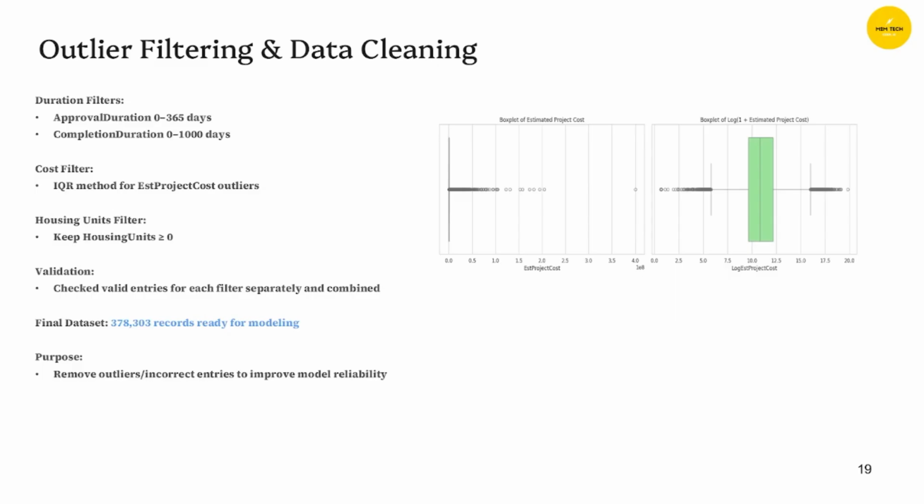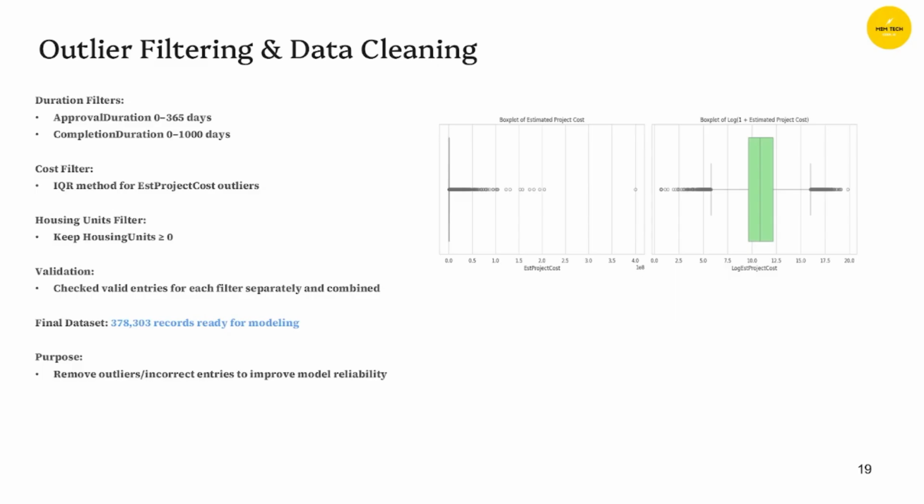First, the duration filter. We have taken two features here, inserted new features like approval duration and completion duration. So we need to check whether the approval duration is within 0 to 365 days. We have set a cap here, and the completion duration is 0 to 1000 days. Then only are we going to consider that record. Otherwise, we are removing the data.